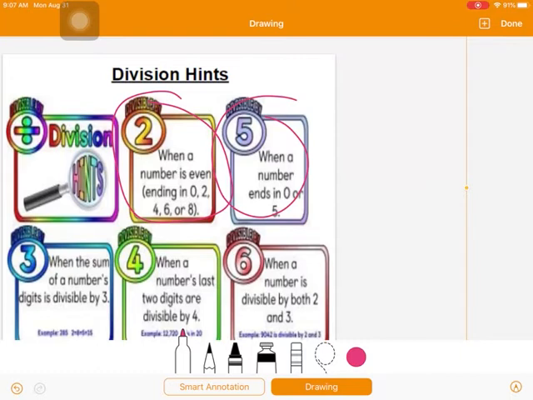So let's look at an example. If I gave you 4/10 and asked you to simplify it, we're going to look at division hints for the number 2 first. When a number is even, which means it ends in 0, 2, 4, 6, or 8, it's divisible by 2. So I have a 4 and a 0, which means 2 will work to simplify this fraction. So I'm going to make one big division sign and one big 2 because I'm going to divide the top and the bottom by 2.